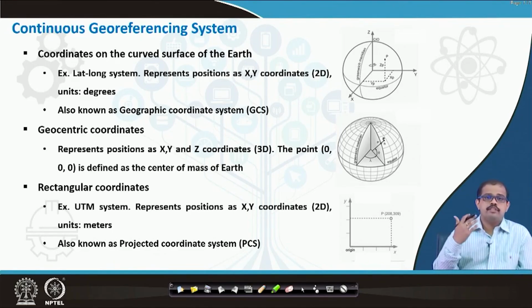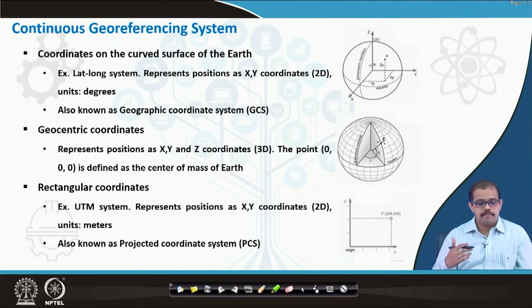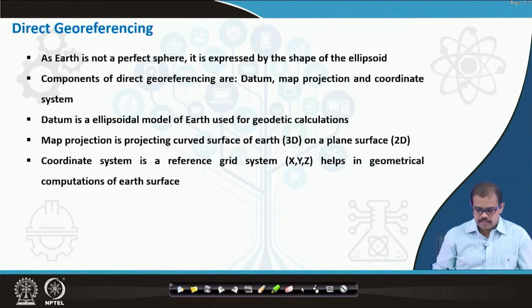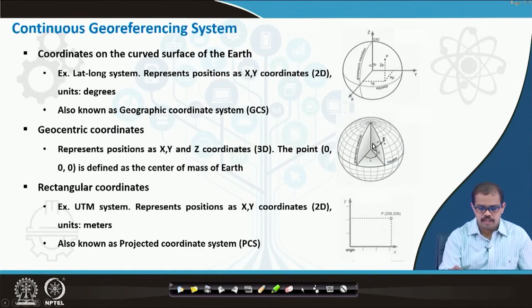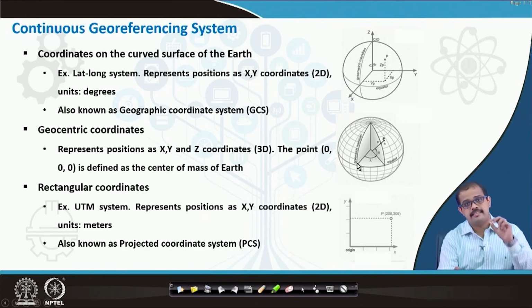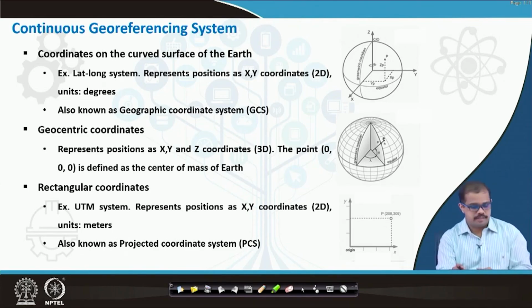Okay, then you have geocentric coordinates, which represents the position as x, y and z coordinates. This is in 3D. So it's called a geocentric. The point 0 comma 0, if you see this, is the center of the earth. Okay, this particular point that is being referred here is the center of the earth. It is 0 comma 0 comma 0. As you move here, all your points are mentioned in terms of x comma y and z. Okay, that is relatively referenced from the center.